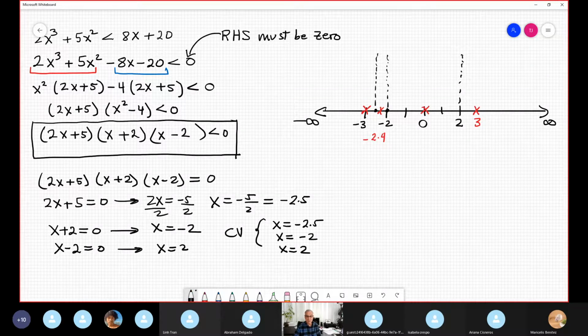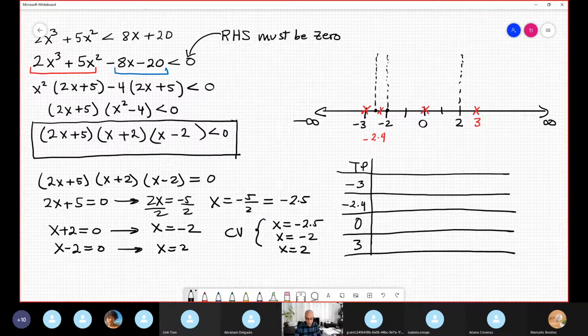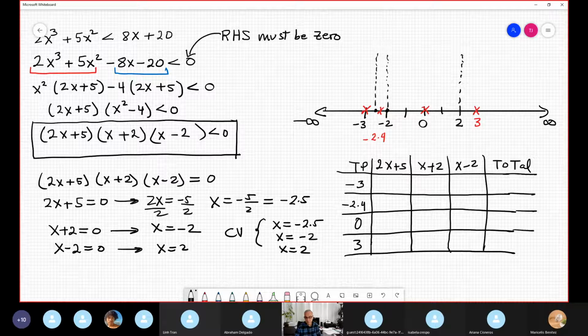Okay, using these testing points, I create my table. My table is TP. I list the testing points vertically. Here's -3, -2.4, 0, and 3. And in the columns, I put the factors. It doesn't matter, the order is not important. 2x plus 5, this factor, right? This factor and this factor in the region. x plus 2, why not? x minus 2, and a total. This is my table.